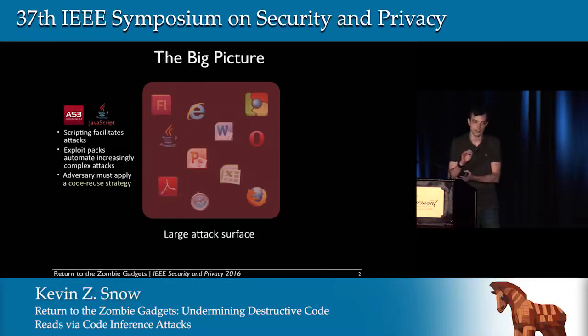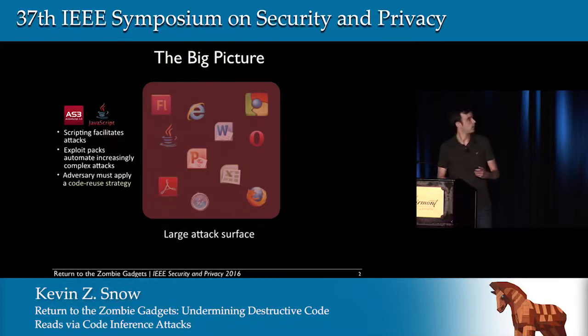Now, while widely deployed defenses already prevent an attacker from directly injecting their weaponized code into the process that they're exploiting, the attackers have taken a different strategy in the last 5 or so years. Instead of directly injecting their code, they're reusing bits and pieces of code that already exist in the application in what's called a code reuse strategy. And they're using the embedded scripting facilities to help them with this attack.